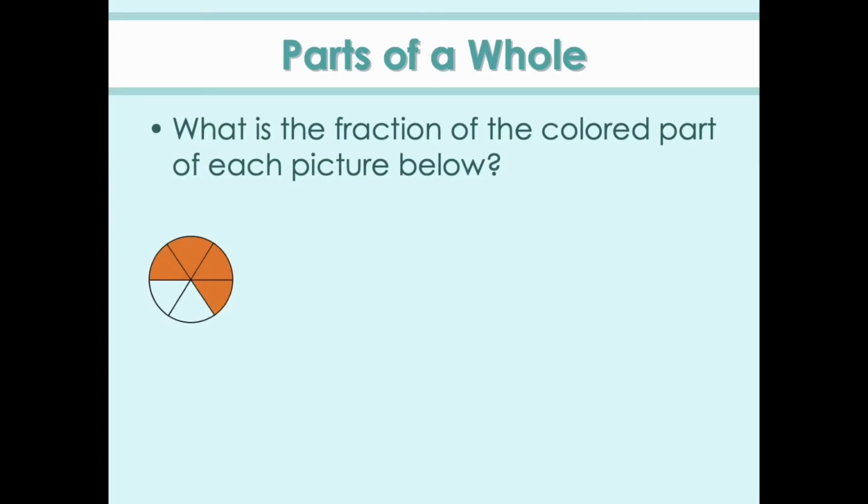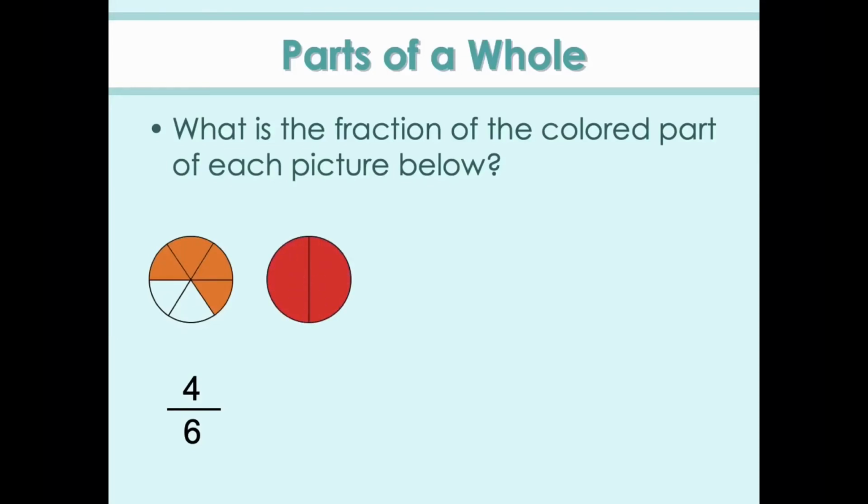Let's look at this. What is the fraction of the colored part of each picture? Count the orange parts. 1, 2, 3, 4. There are 4 colored parts. How many parts do we have altogether? 1, 2, 3, 4, 5, 6. We have 6. So 4/6 of the circle is shaded orange.